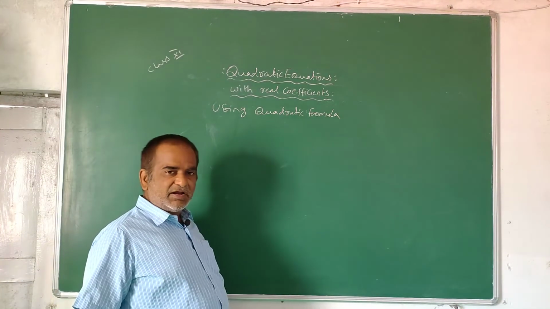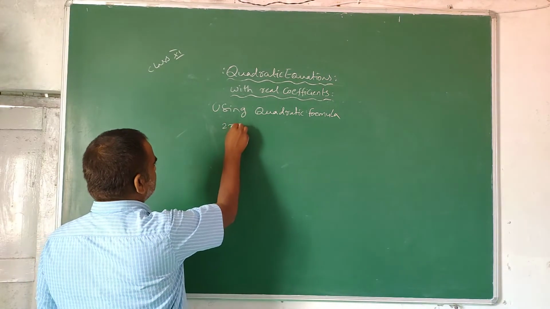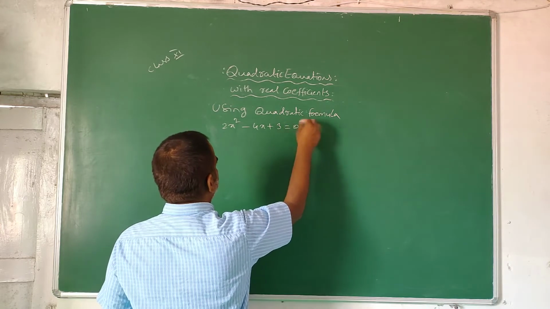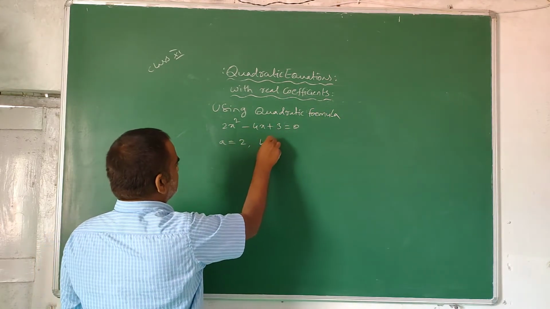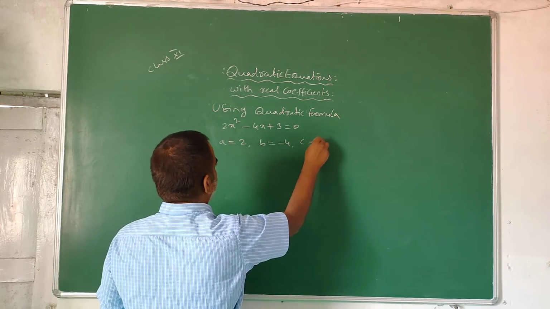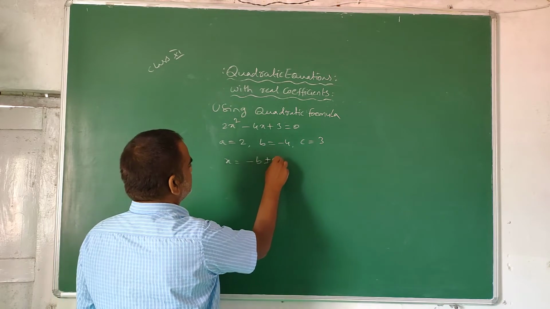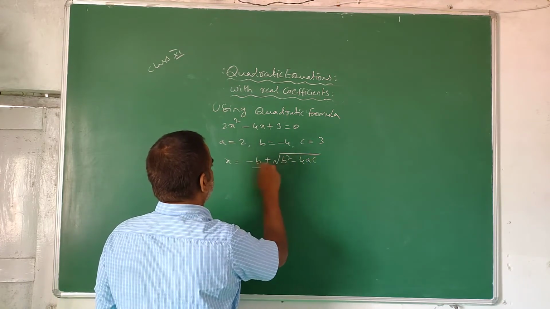Now, solving quadratic equations using the quadratic formula. For example, solve 2x square minus 4x plus 3 is equal to 0 using the quadratic formula. So here you have to take a is equal to 2, b is equal to minus 4, c is equal to 3. What is the quadratic formula? This is the quadratic formula.